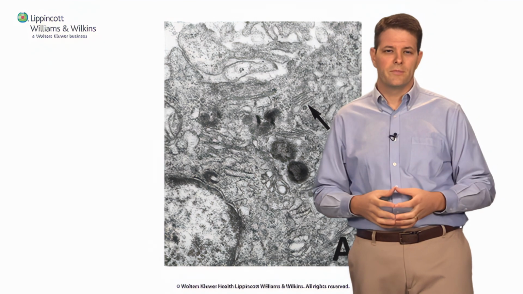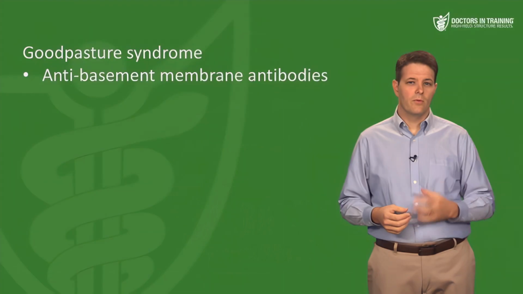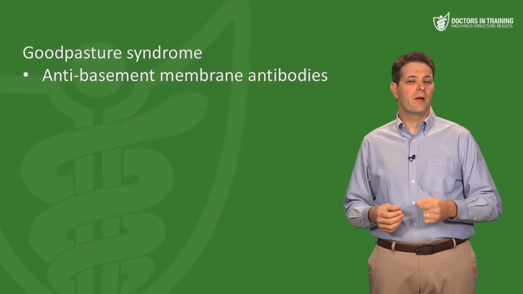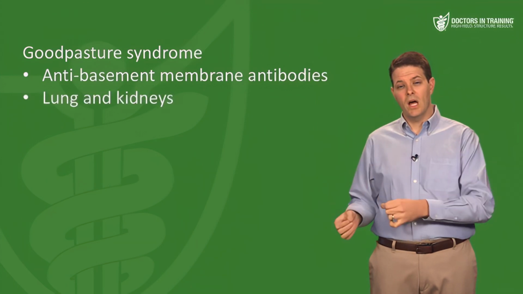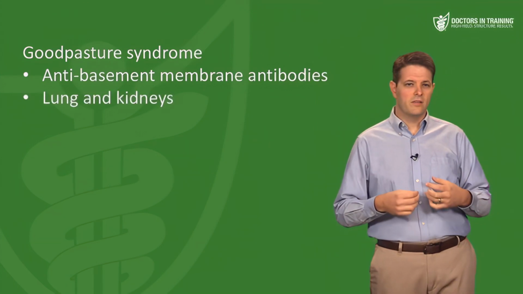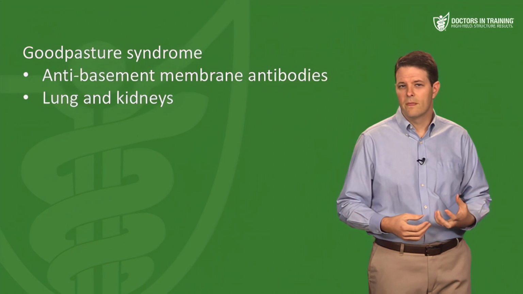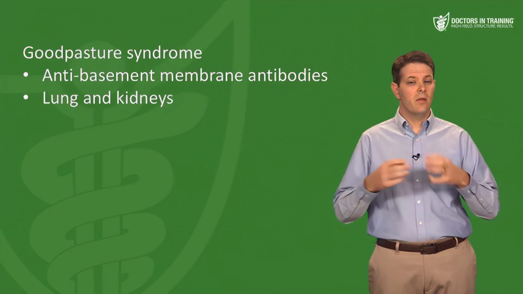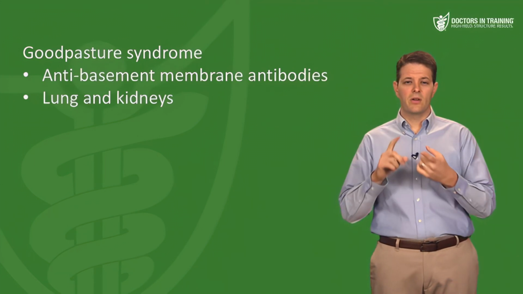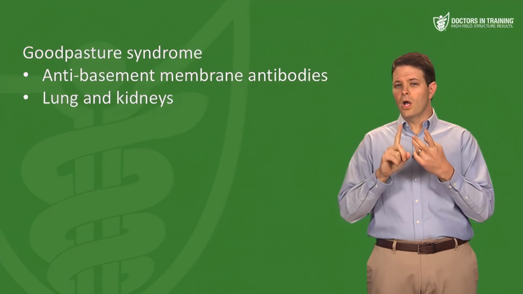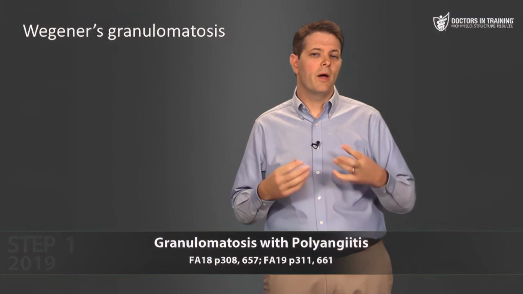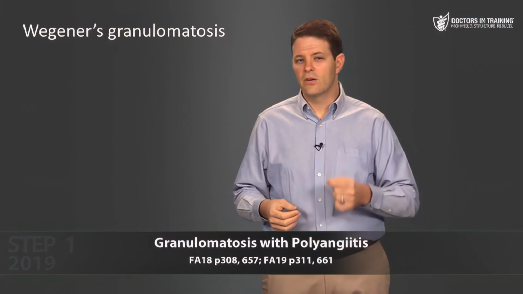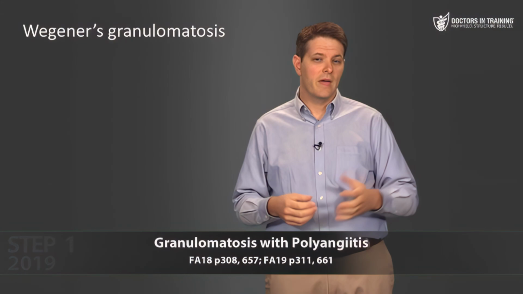Next is Goodpasture syndrome, which is associated with anti-basement membrane antibodies. And you should also remember that Goodpasture syndrome can affect both the lung and the kidneys. It causes a form of glomerulonephritis. So in a patient with both lung disease plus glomerulonephritis, think about either Goodpasture syndrome or granulomatosis with polyangiitis. Now, granulomatosis with polyangiitis was previously known as Wegener's granulomatosis, so maybe you're familiar with that name.